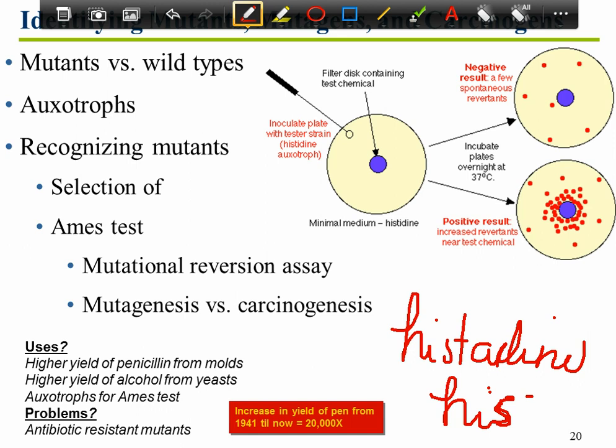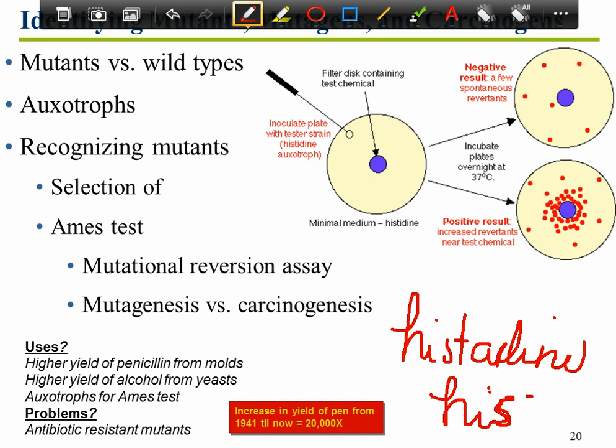Bacteria can usually make their own amino acids. Histidine is one of the ones they can make, therefore they make their proteins. But if you're a his negative E. coli or Salmonella, and you are lacking the gene to make histidine, you can't make your proteins properly because you need all 20 of the amino acids to make the proteins, and odds are you can't live and you're going to die. So we're going to use a mutant missing the gene for histidine production.